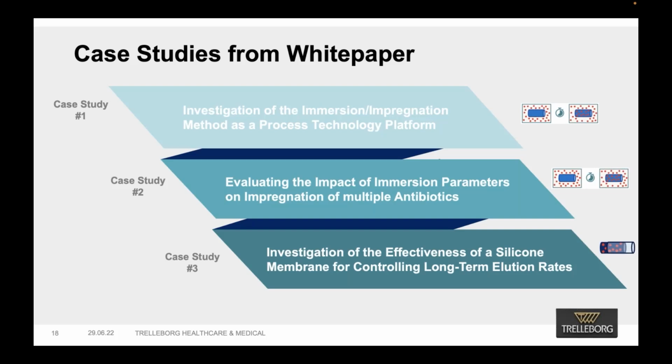The second one will focus on whether we have the ability to actually impregnate multiple pharmaceutical ingredients within this process. So really, it's a focus on the ability to introduce complexity into some of these systems. And then we'll round everything out with a deeper dive on the introduction of membranes and how those can be used to really control the elution profiles for some of these systems as well.